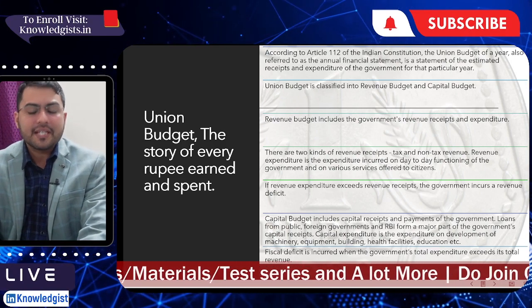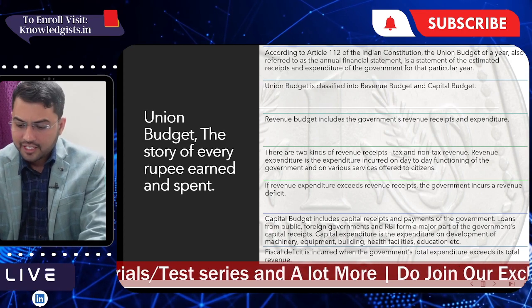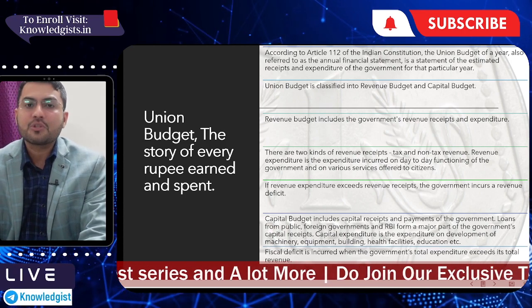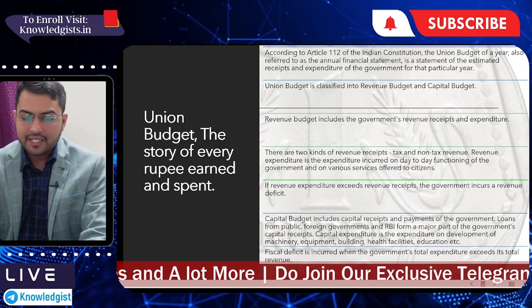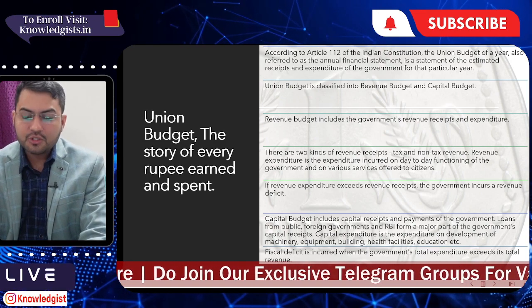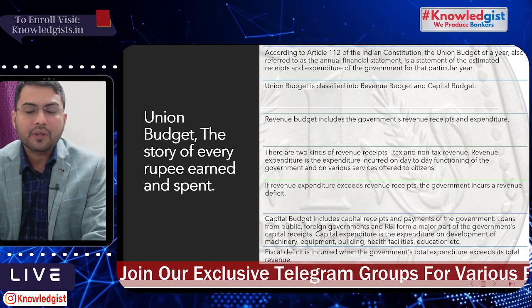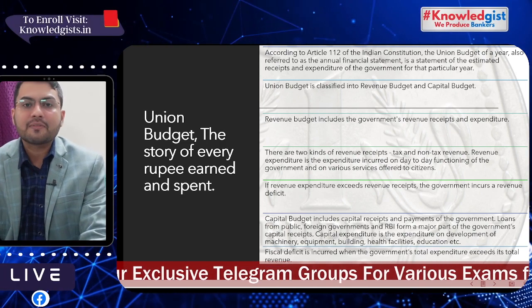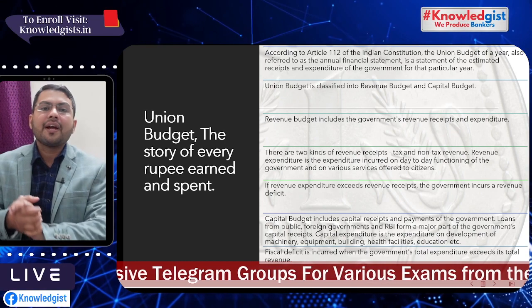So fiscal deficit is incurred when government's total expenditure exceeds its total revenue. So that means fiscal deficit is equal to total expenditure minus total revenue. When total revenue is less and total expenditure is high, you are in a deficit.